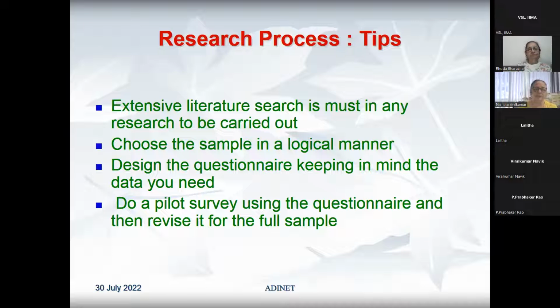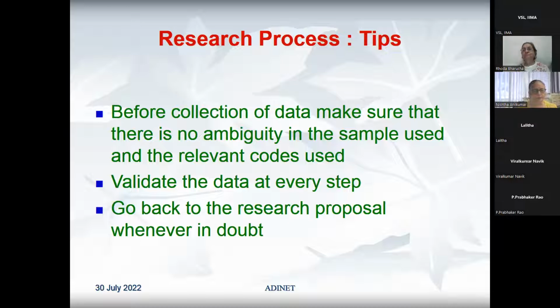An extensive literature search is needed, and for that, we need to select a logical sample. The questionnaire should be designed keeping in mind what kind of data we want. We need to do a pilot survey so that afterwards it can be revised and the full sample can be taken. We need to be sure that there is no ambiguity in the sample and the relevant codes used. We need to validate the data at every step, and we need to go back to the research proposal whenever we are in doubt. This document is extremely useful when we start the research.